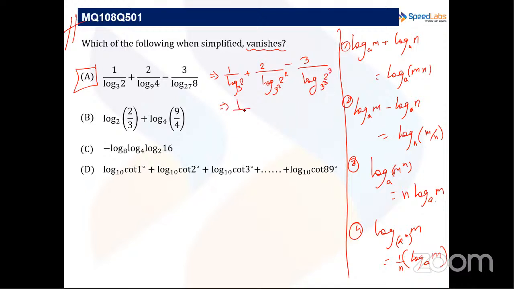So the first term will be 1 upon log 2 to the base 3. The second will be 2 upon, this 2 will come out and this will be in division, so that will get cancelled out. So we will be getting 2 upon log 2 to the base 3, and 3 upon this will come in the multiplication and this will come in the division. So this will again get cancelled out and we would be getting log 2 to the base 3. So we can see that this is 3 upon log 2 to the base 3 and this is equals to minus 3 upon log 2 to the base 3.